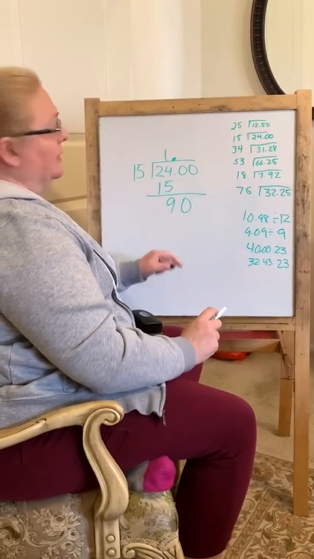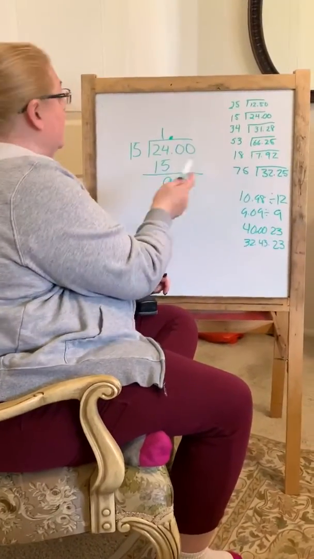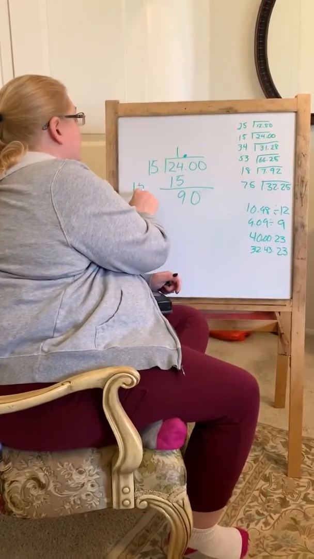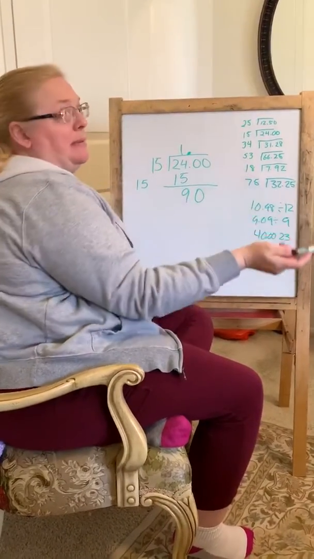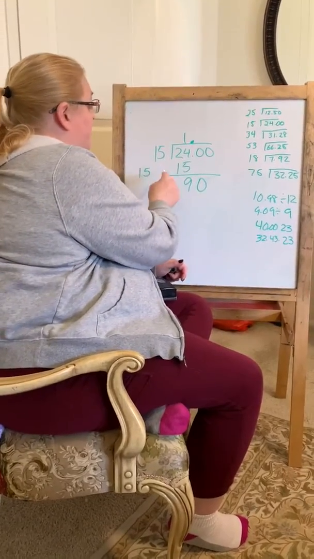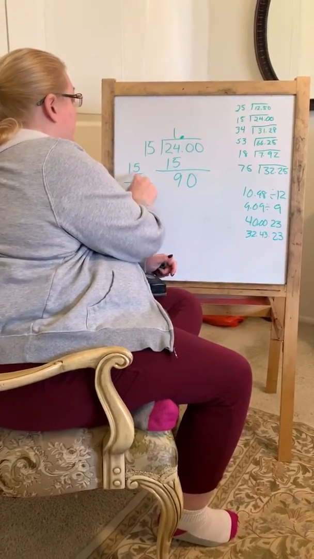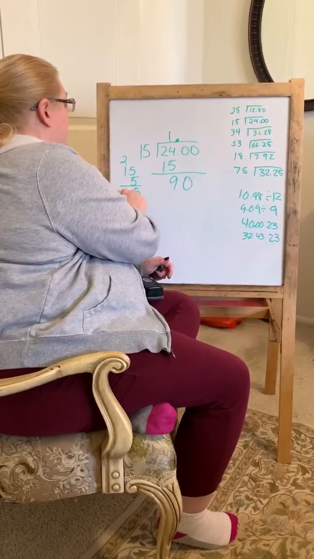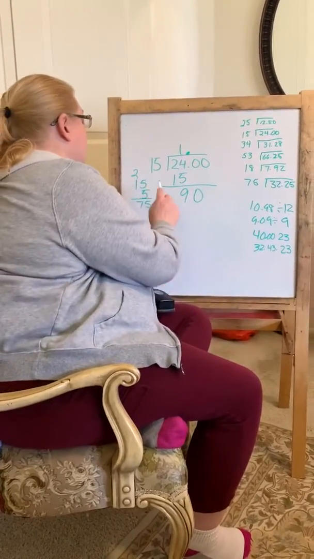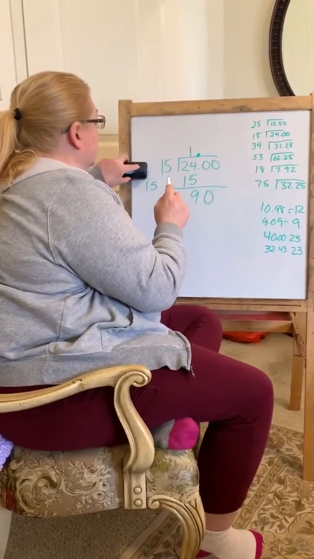Can 15 go into 90? We don't know how many times off the top of our head. So maybe we can figure that out. So we'd say, what times 15 is going to get me the closest to 90? So I know that if I tried 5, let's try 5. 5 times 5 is 25. We carry our 2 and we're at 75. Well, that's pretty close. But we can see, what about 6?